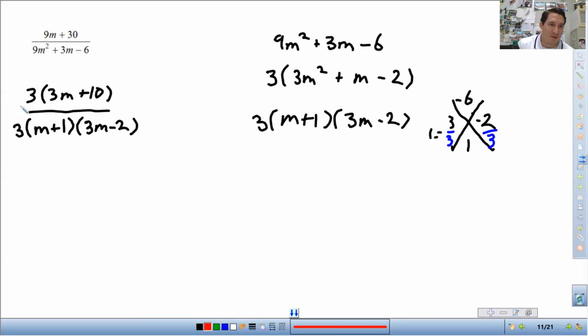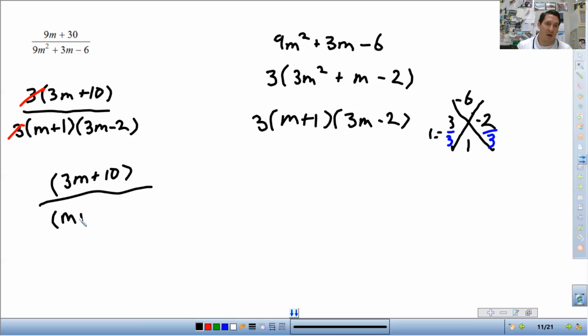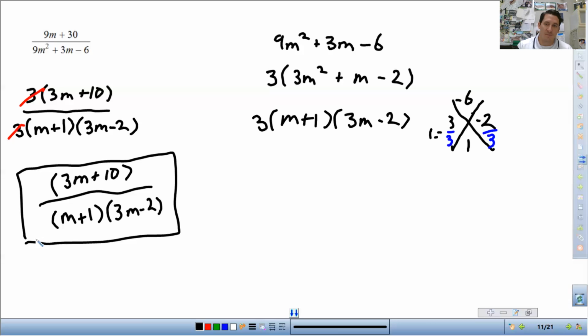Doesn't look like much, but the 3's on the outside cancel out. And that is all. Nothing else matches, so it's just 3m plus 10 on top, all over m plus 1. And I think that will do it. It's probably plenty of examples. So just remember, factor the top, factor the bottom, cancel out common factors, and you are done. All right, we will see you guys next time when we will be multiplying and dividing rational expressions.